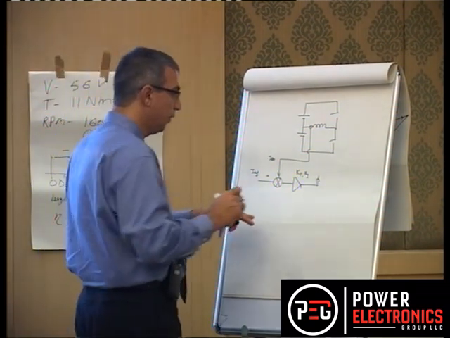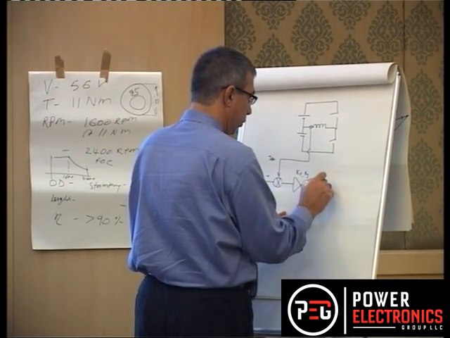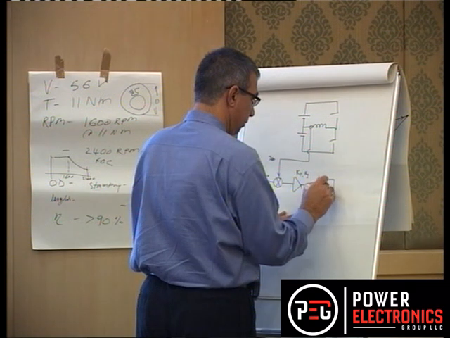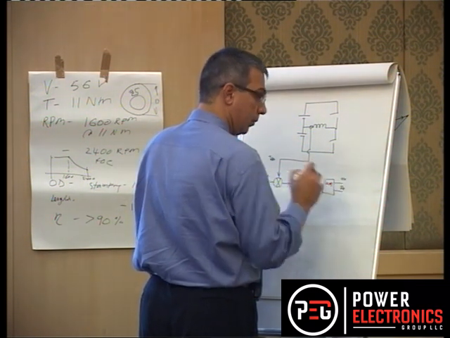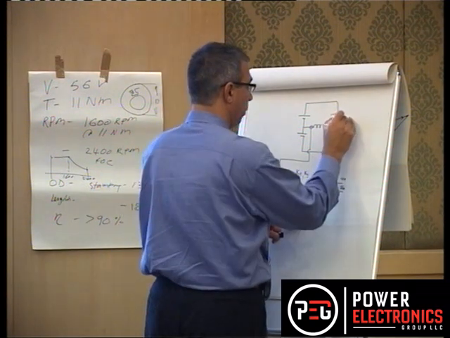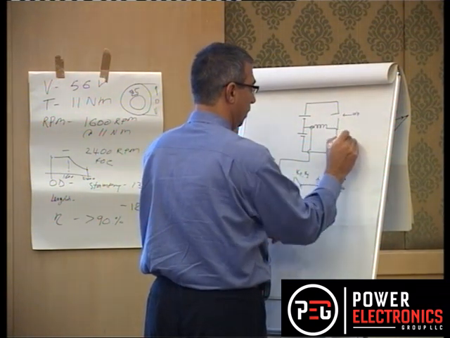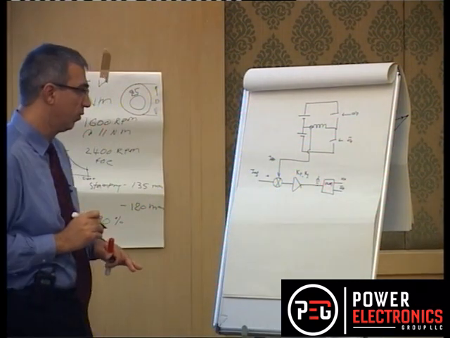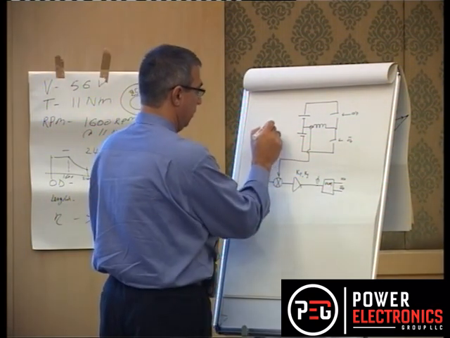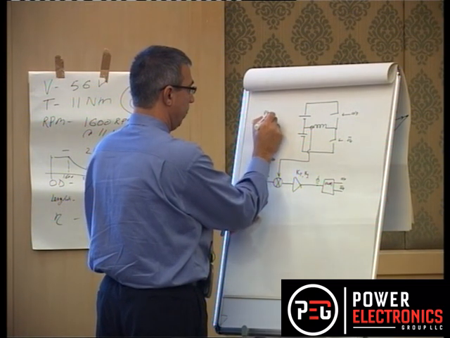This duty cycle command is fed to your PWM generator, and it will generate an output and a complementary output. So this is going to go here and here. This is basically one phase. This is, let's say, phase A.